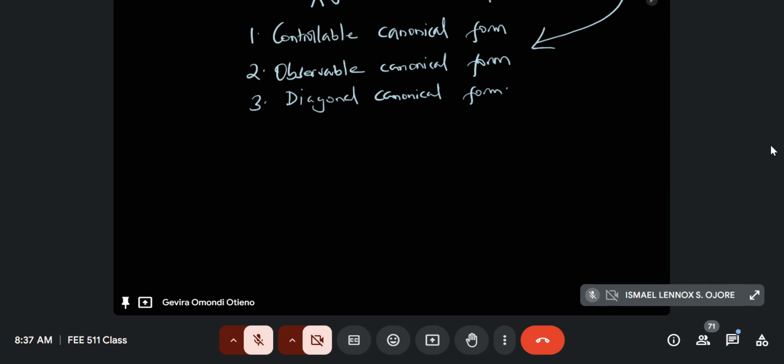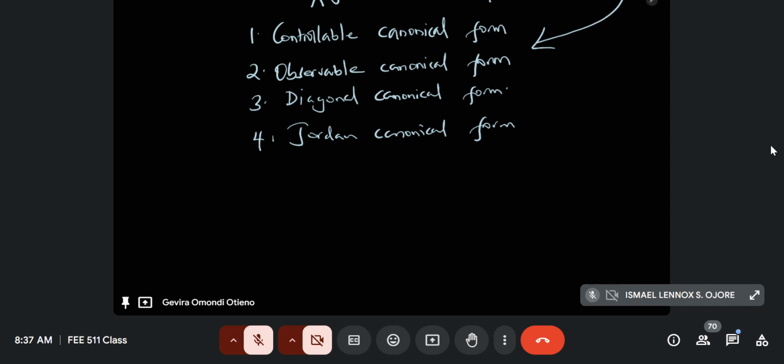In fact, there are more forms. There's even one I've just remembered. There's another one called Jordan canonical form. If you read about them, in fact, most of them I think are discussed in that book by Katsuhiko Ogata, Jordan canonical form. Okay, so that is another form. All right.